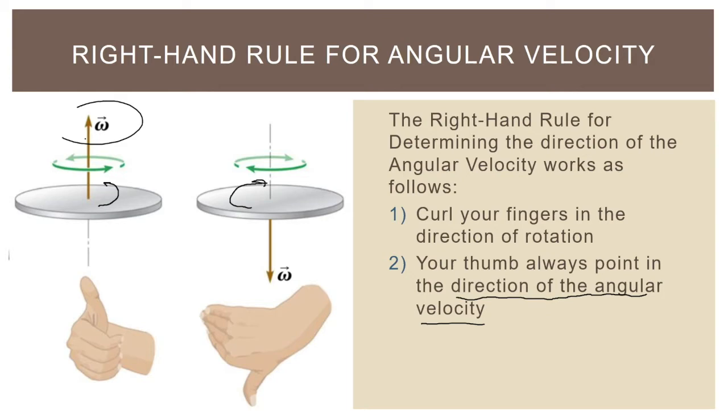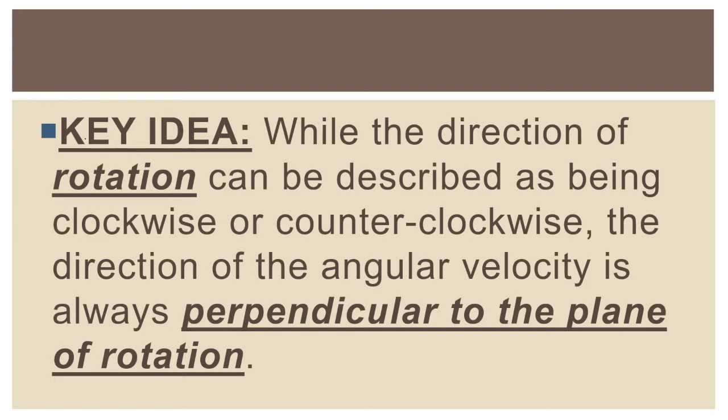Okay, so just to drive home a key idea: while the direction of rotation can be described as being clockwise or counterclockwise, it's important to realize the direction of the angular velocity is always perpendicular to the plane of rotation. So if you're looking at a clock, for example, the direction of the angular velocity would be into the face of the clock, or out of the face of the clock if you've got the hands running backwards.